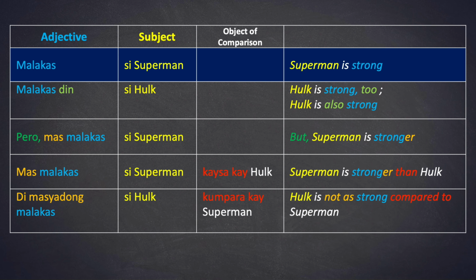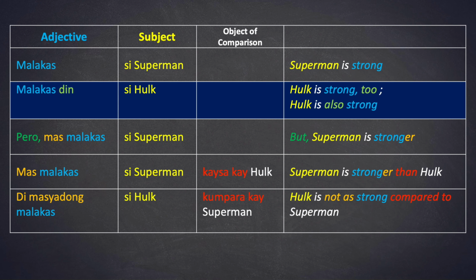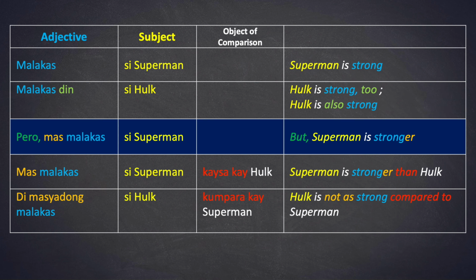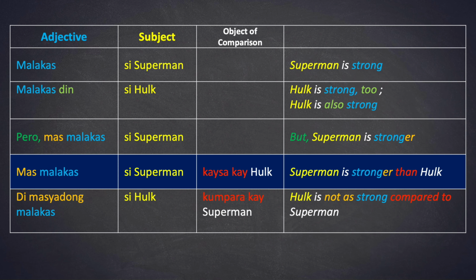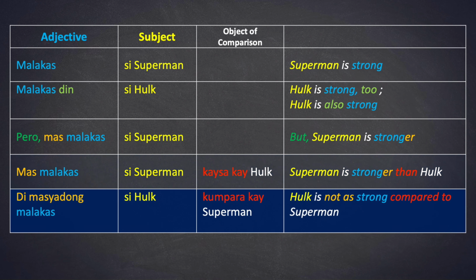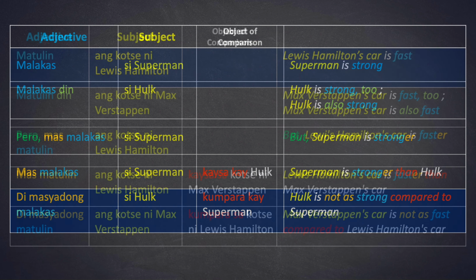Malakas si Superman. Superman is strong. Malakas din si Hulk. Hulk is strong too. Or Hulk is also strong. Pero mas malakas si Superman. But Superman is stronger. Mas malakas si Superman kaysa kay Hulk. Superman is stronger than Hulk. Di masyadong malakas si Hulk kumpara kay Superman. Hulk is not as strong compared to Superman.